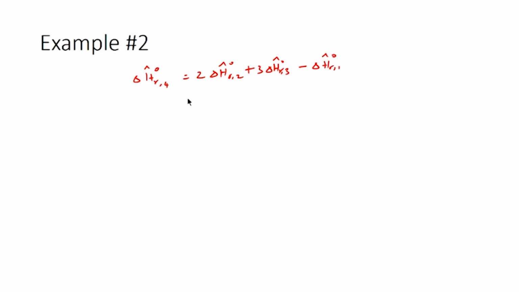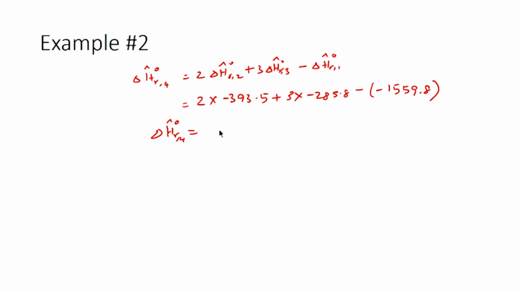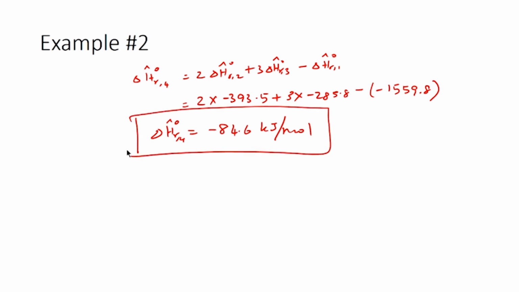So, this would be 2 times minus 393.5 plus 3 times minus 285.8 minus of minus 1559.8. So, this is equal to minus 84.6 kilojoules per mole. So, this would be the heat of reaction for the fourth reaction.